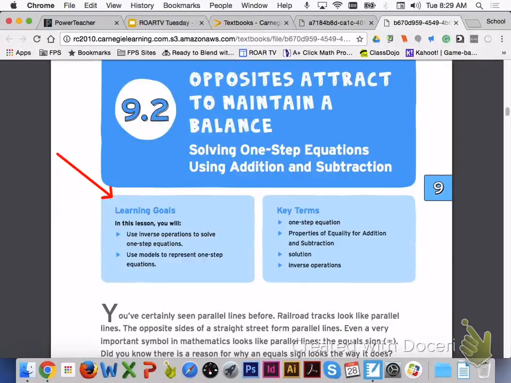Hi class, in lesson 9.2 you will be solving one-step equations using adding and subtracting. Learning targets for today: use inverse operations to solve one-step equations and use models to represent one-step equations. Key terms to look for in lesson 9.2: one-step equation, solution, and inverse operations.